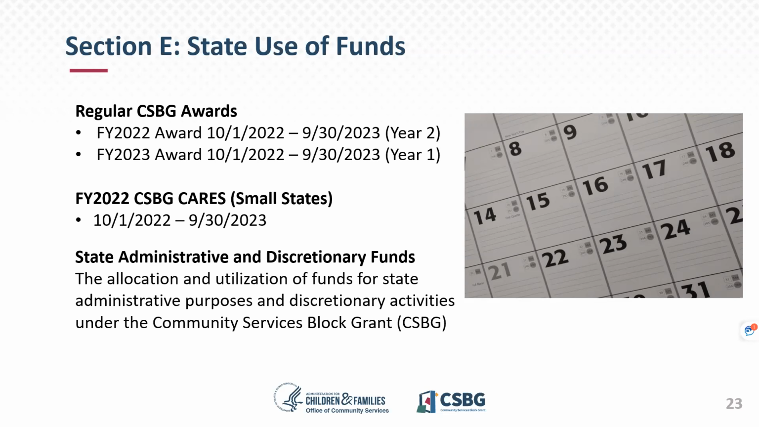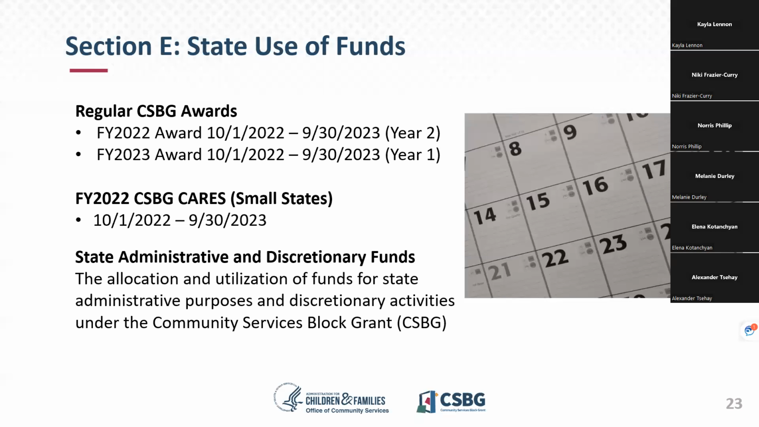When reporting in Section E of the regular CSBG annual report, we want you to just include the 90% pass-through, the state administrative funds. I'm sorry, Norris, we're getting a comment. Can you speak up? Sure. Oh, there we go. Yeah, I want to share my screen. In Section E, let's see where.